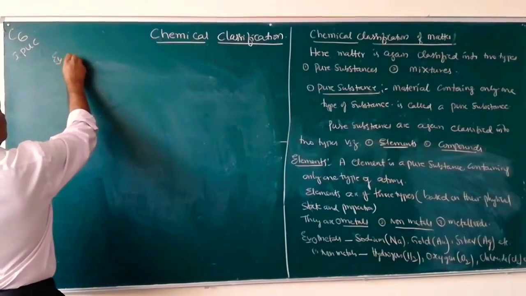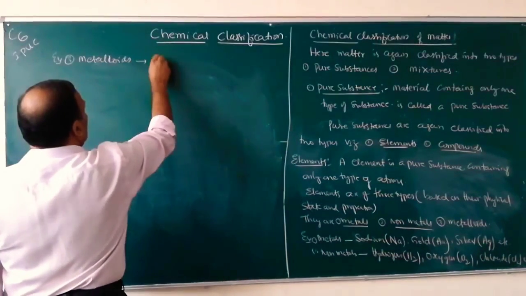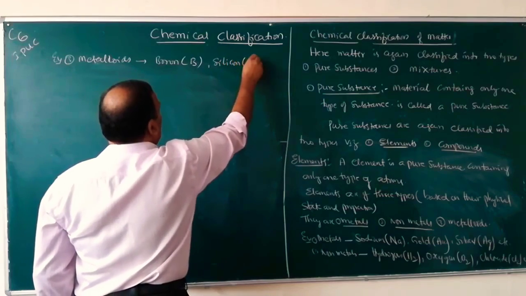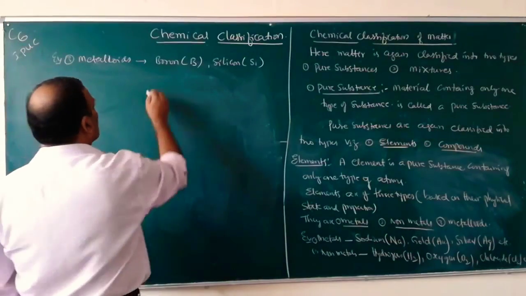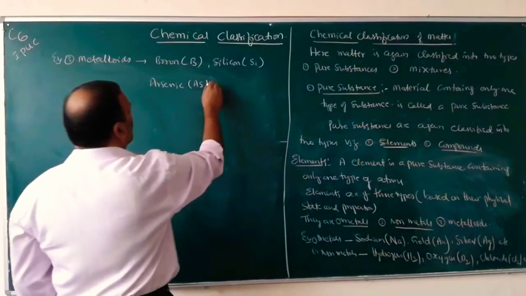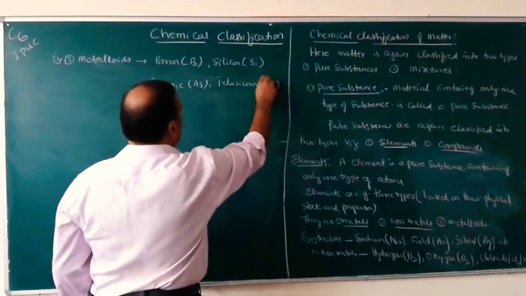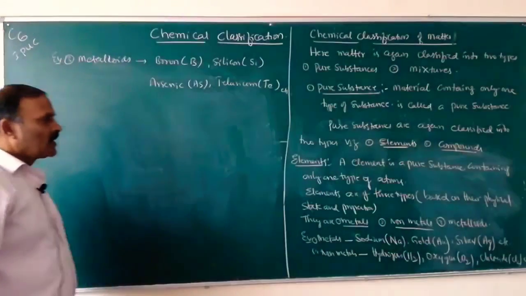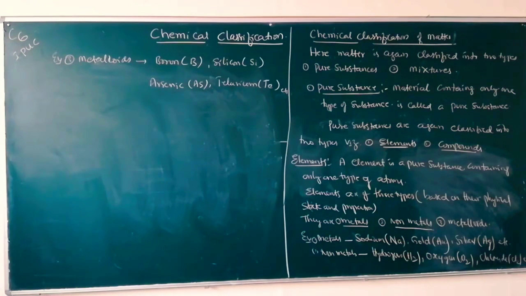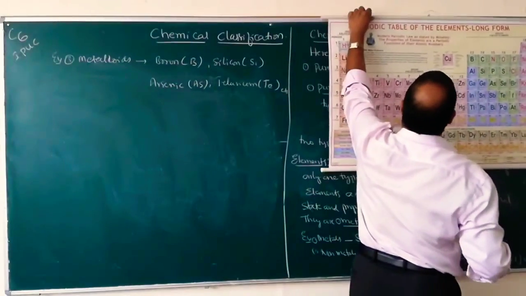So example 3, metalloids. Example: boron, capital B; silicon, Si; fourth one, arsenic, As; tellurium, Te, etc. are metalloids. So what are elements? I told you elements are the pure substances. Elements are the pure substances which have similar kinds of atoms.